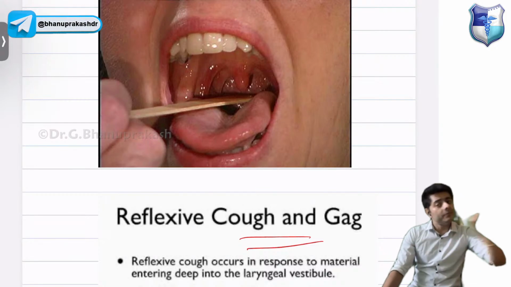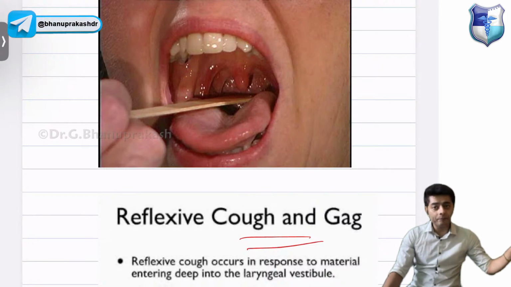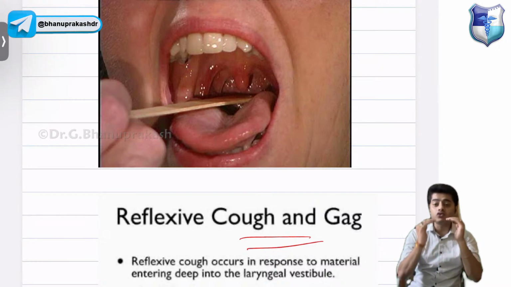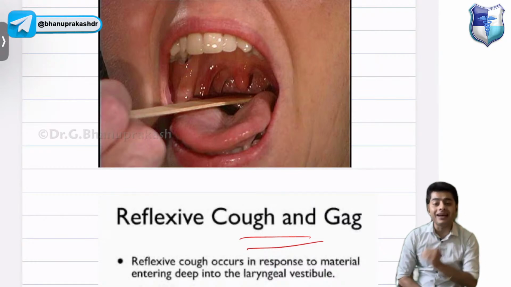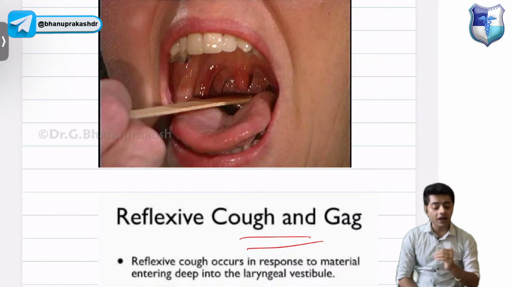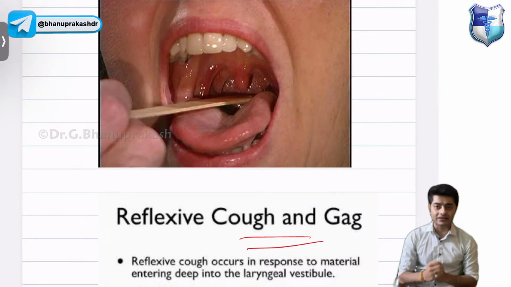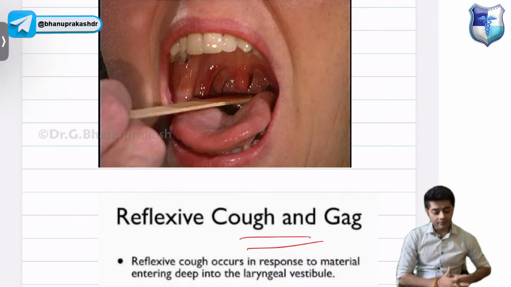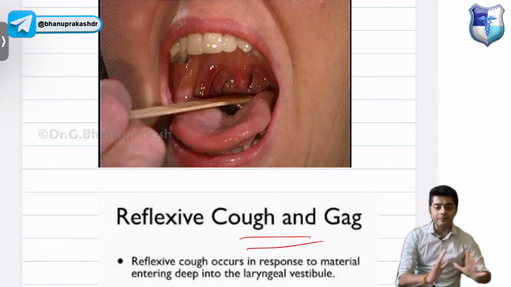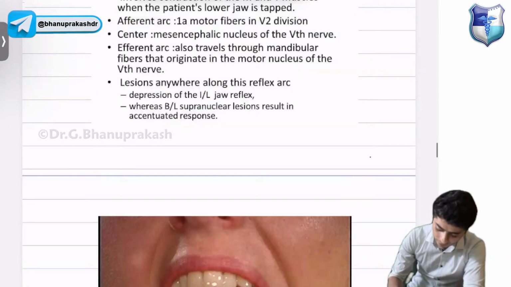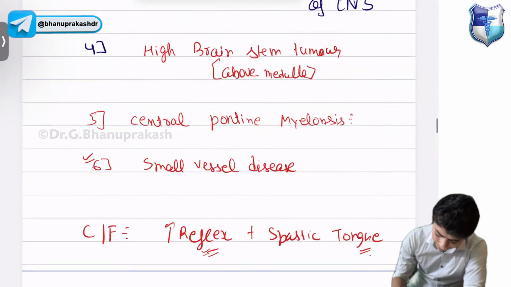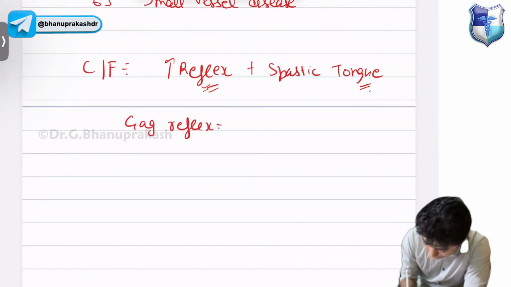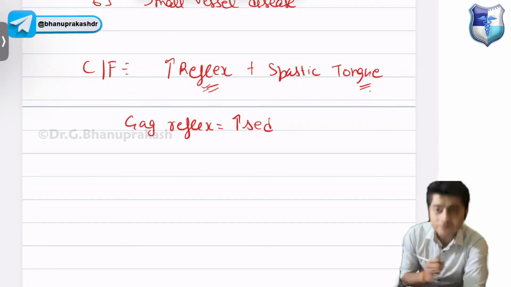But this cough will be absent in your bulbar palsy, which is an LMN type. But this will be present in pseudobulbar palsy, and in pseudobulbar palsy, it will be exaggerated. It will be increased. But it will be absent in your LMN type. That is your gag reflex, that is your cough reflex. Your gag reflex will be increased.